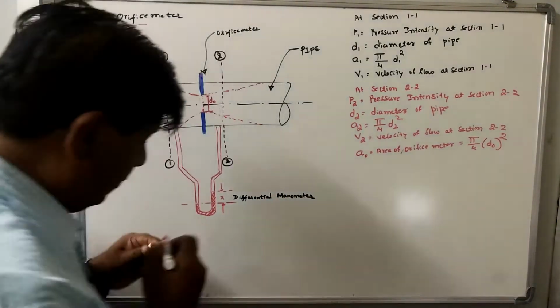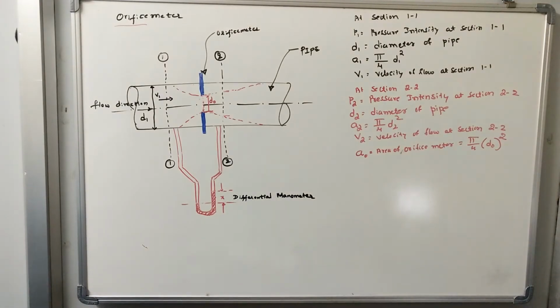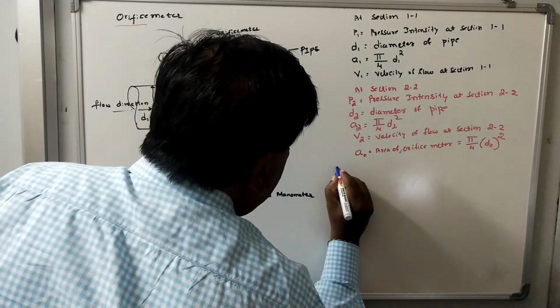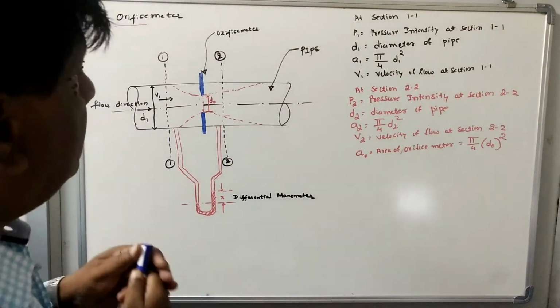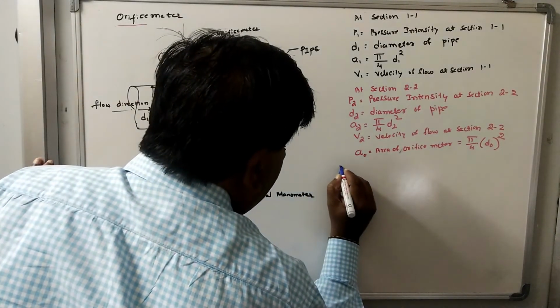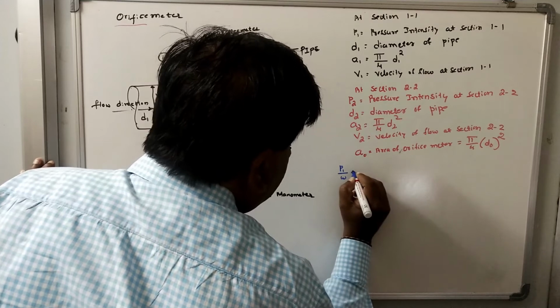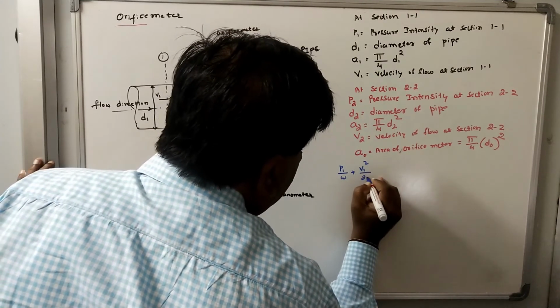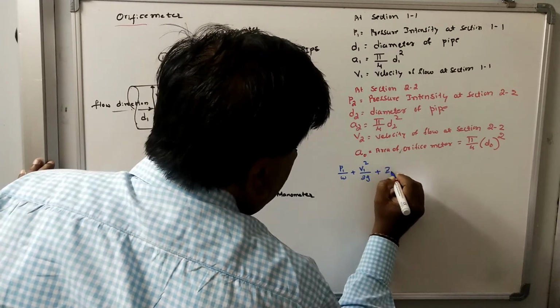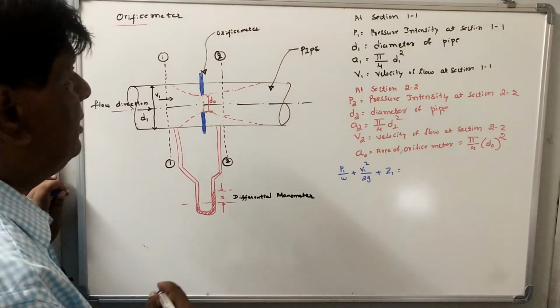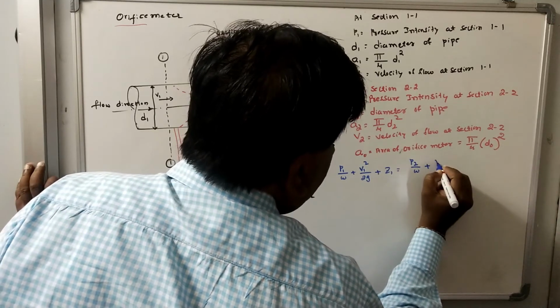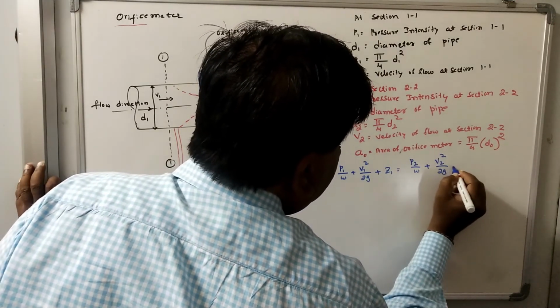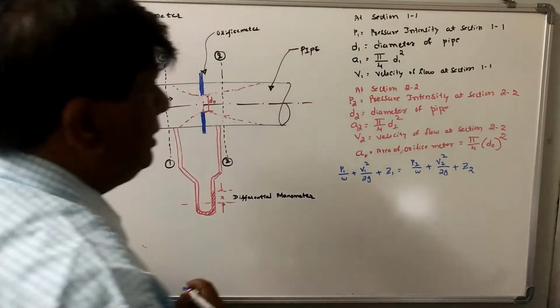Bernoulli's equation at section 1, applying Bernoulli's energy principle, is P1 by W plus V1 square by 2G plus Z1. Then the energy at section 2 is P2 by W plus V2 square by 2G plus Z2.